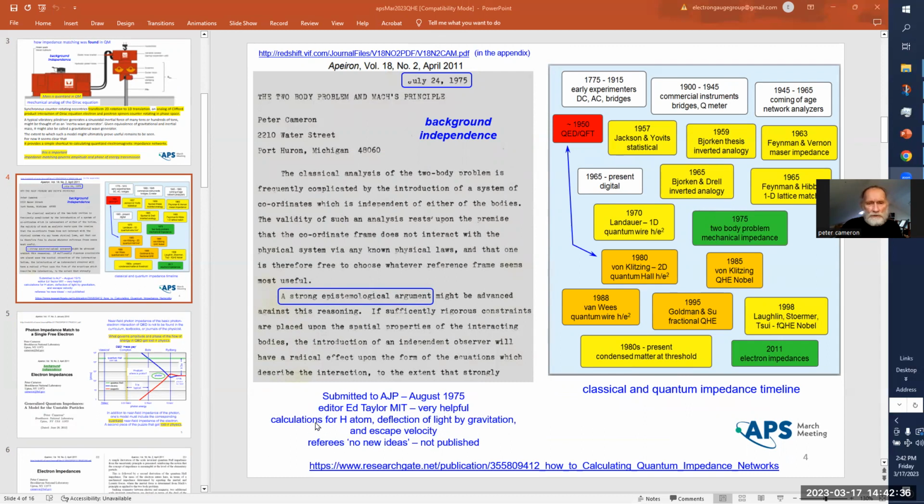It didn't get published. There were calculations for the hydrogen atom, deflection of light by gravitation, and escape velocity there. The referees said no ideas. It finally did get published as an appendix to the electron impedances paper.